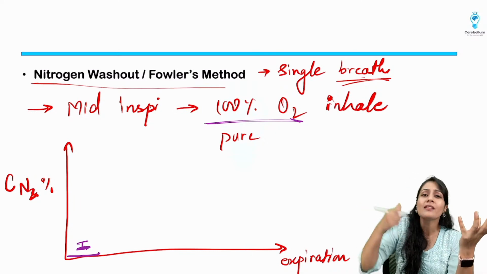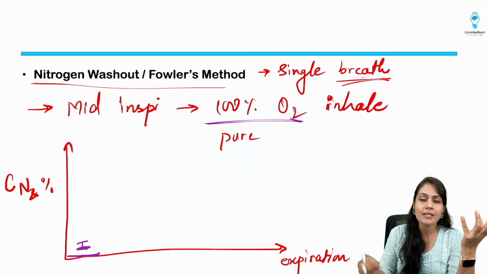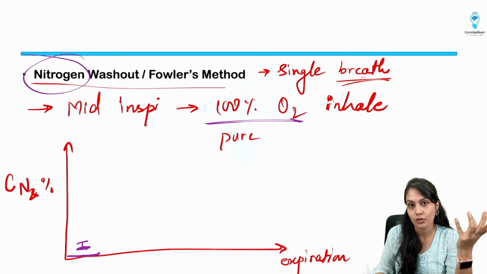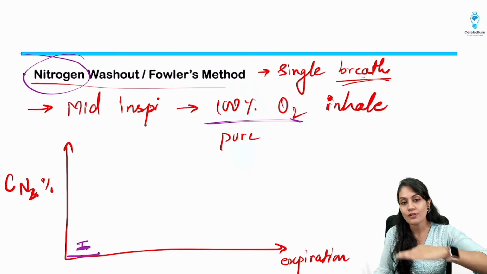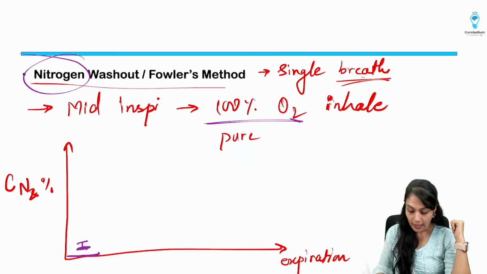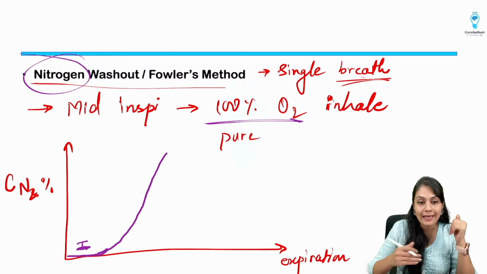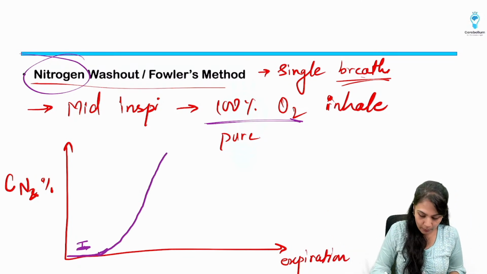But we are not measuring the oxygen concentration. The name itself tells us it is the nitrogen washout. So we are measuring the nitrogen concentration. That's why the nitrogen concentration is going to be 0. As soon as the person later on starts to expel the air, what is going to happen? See, the nitrogen concentration is going to build up steadily and gradually.